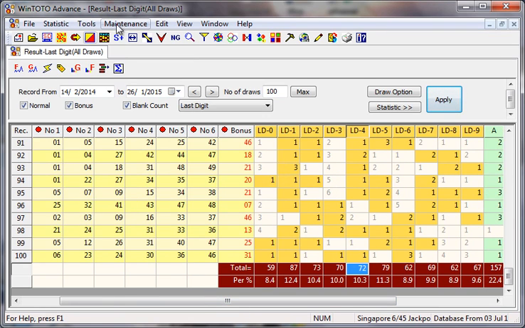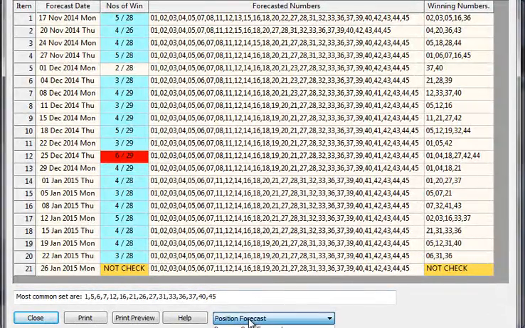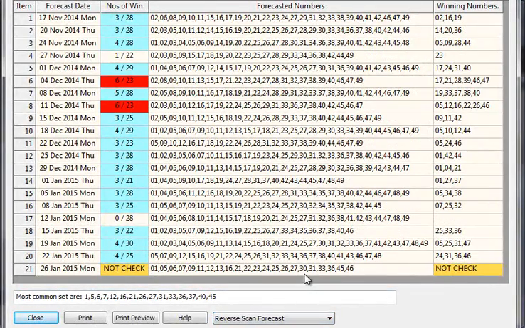Now let's take a look at our forecast numbers. In the WinTOTO Advance software, the new software, we have four types of forecasts. One of them is called the reverse, and then we have the left scan, right scan, and the position scan. These are all the names of the forecasts. We can have many forecasts, but if we do not have a proper system to do tracking for us to find out which forecast is good, then we may not be able to know which one is best. There's a reason why every time we develop the software, we must always build a system to help us track.